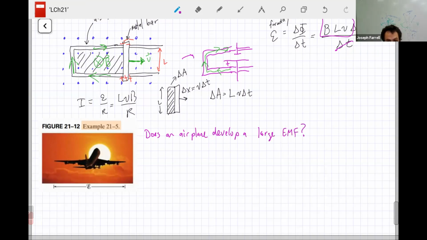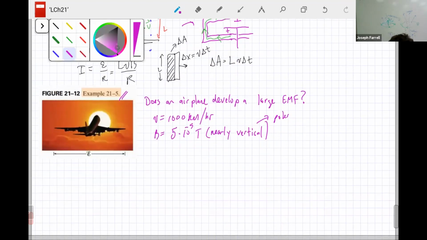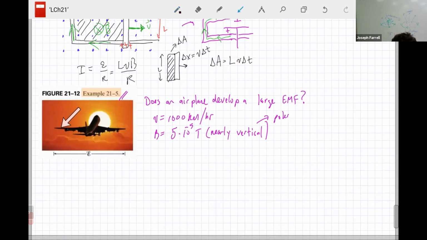The answer to this, let's just use example 21.5. You can look it up, but I'll just copy down the parameters. 1,000 kilometers an hour, that's how fast he's going. Earth's magnetic field is 5 times 10 to the minus 5 Tesla, 50 micro Tesla, and is nearly vertical. This only works near the poles, because the wingspan is really your largest distance, so that's where you're going to get a big EMF.